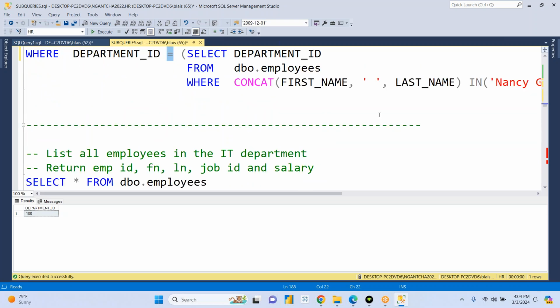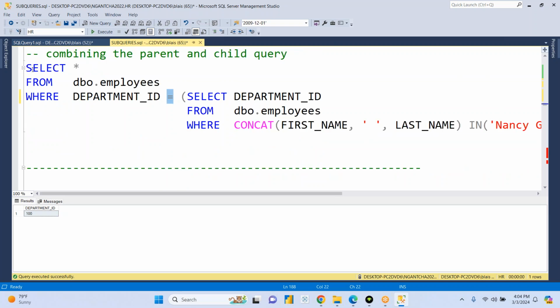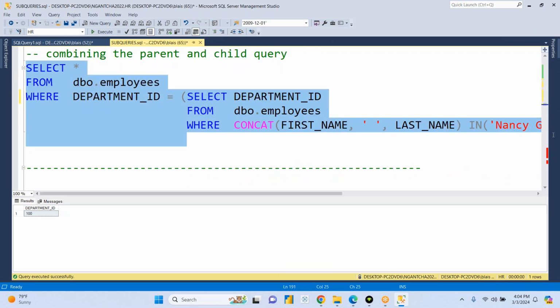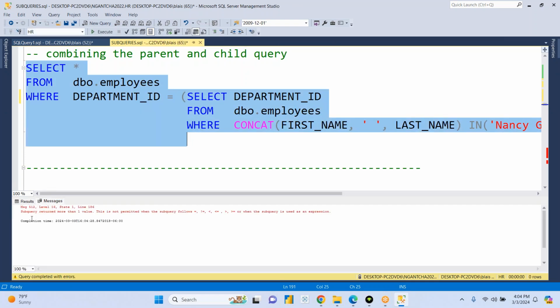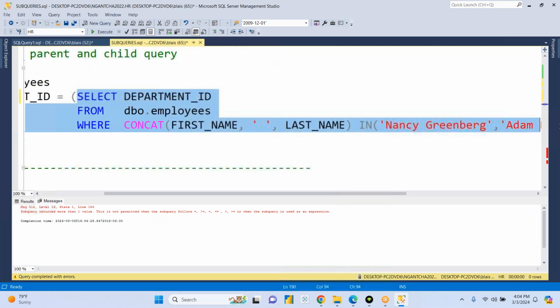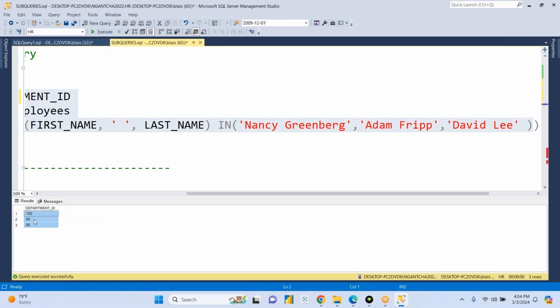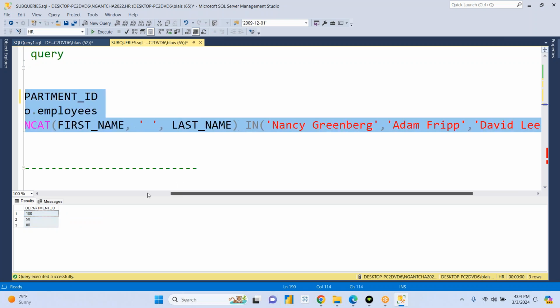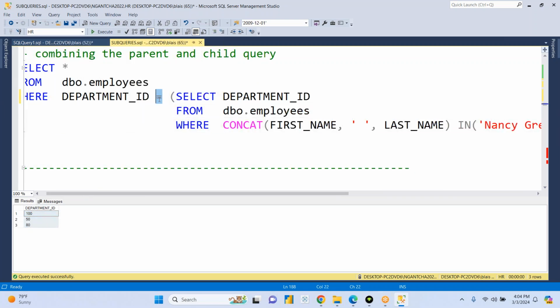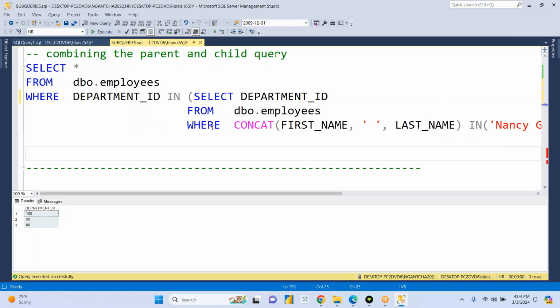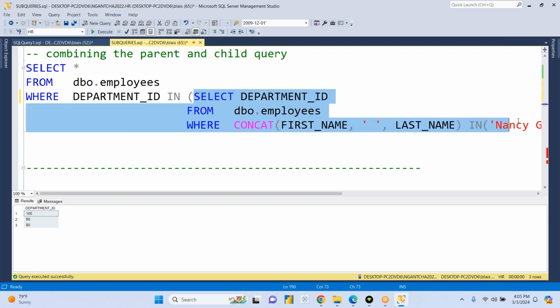If you maintain an equality right here, you will get an error. Let me just execute this so you can see what we get as error message. The subquery returned more than 1 value. This is a subquery. Upon execution of a subquery, we get more than 1 value. This is a single column with more than 1 value. That's a multi-value subquery. So whenever this happens, you must use an in operator right here, since the subquery is returning more than 1 value. So this is like a list of values. Let me just dismiss this.